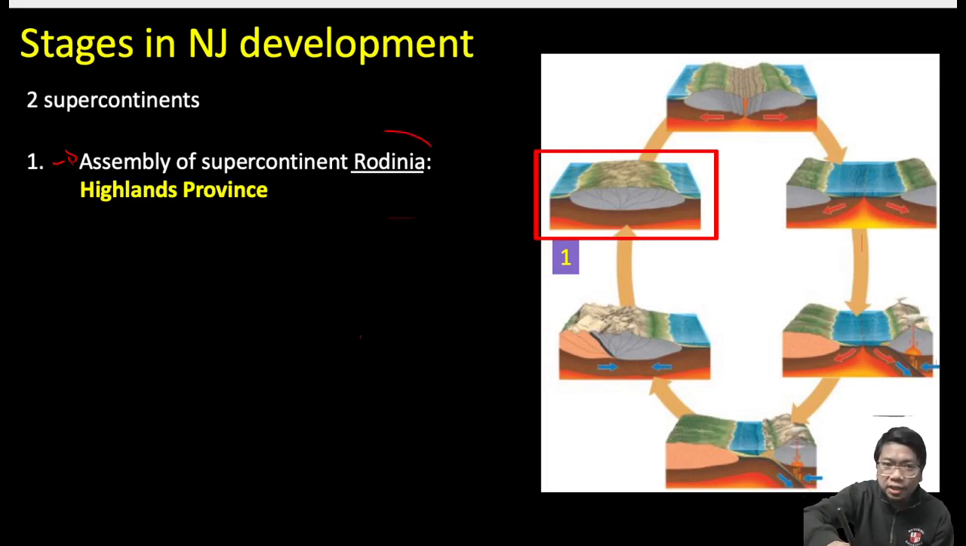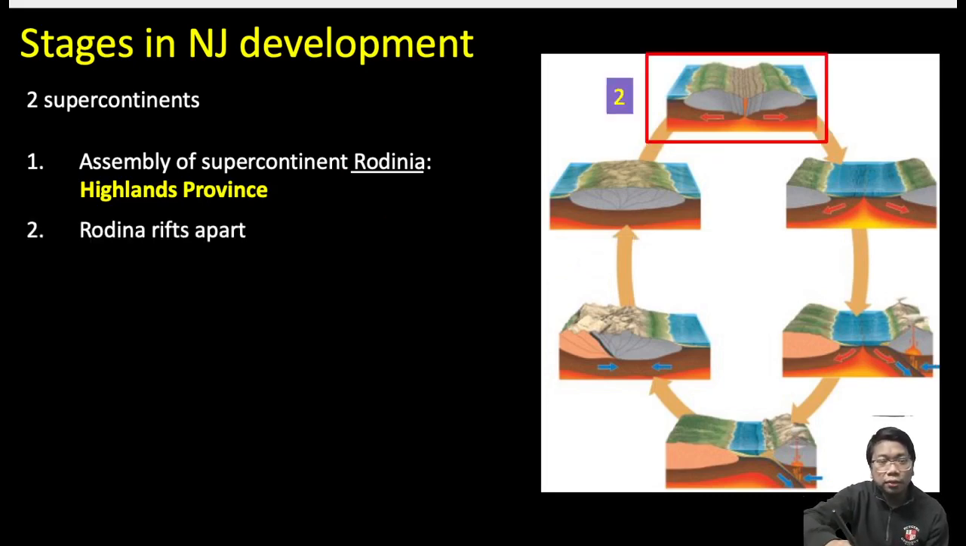Supercontinent Rodinia is a supercontinent that was present even before the supercontinent Pangaea was formed. So Rodinia existed before Pangaea. Okay, so this is much older than the supercontinent Pangaea. Here in New Jersey, we have rocks that recorded the assembly of supercontinent Rodinia, which is mostly represented by the rocks that make up the Highlands province in the northwestern part of New Jersey.